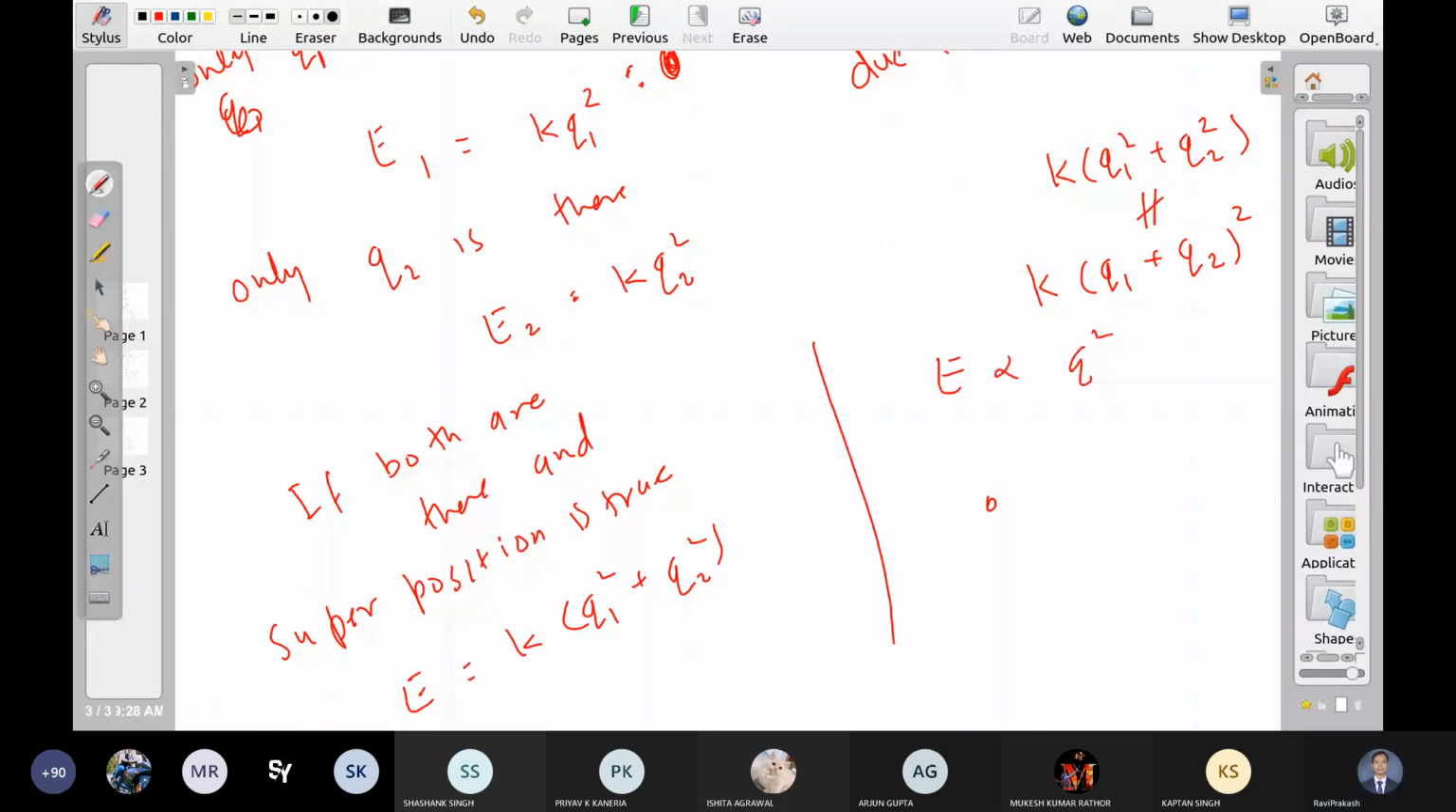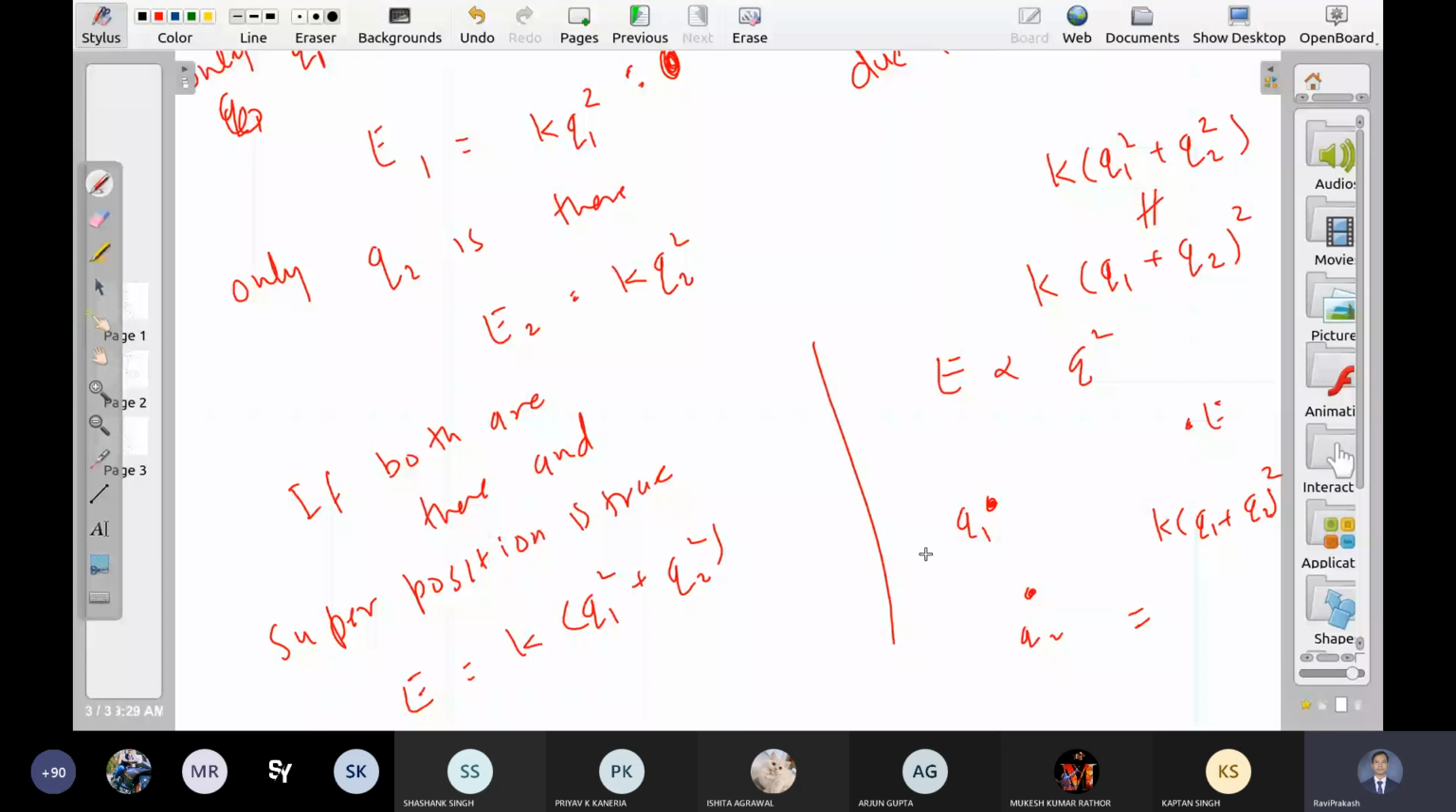Q1 is here, Q2 is here. What is the electric field here? Total charge is Q1 plus Q2. So what is the electric field here? And obviously, these quantities are not equal. There is a cross term here. So the superposition principle is an experimental fact.